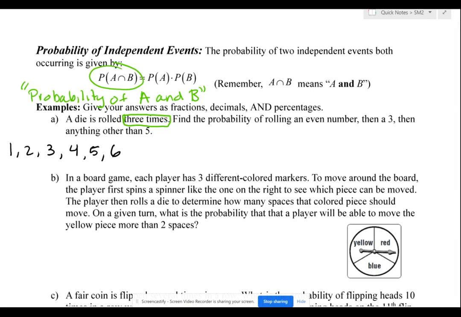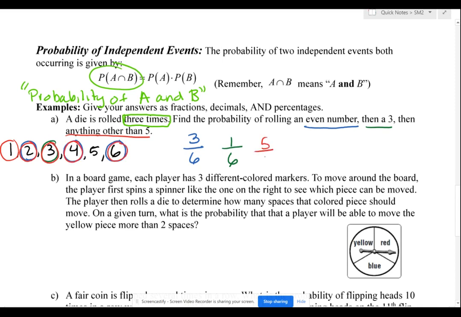For the first one, it wants me to roll an even number. I'm going to look at my dice. 2 is even, 4 is even, 6 is even. So that would be 3 options out of the 6 sides. Then the next roll wants me to get a 3. There's only one 3, so that's one option out of the 6. And then the last time I roll, it wants anything other than a 5. So 1, 2, 3, 4, and 6. That's 5 options out of 6.